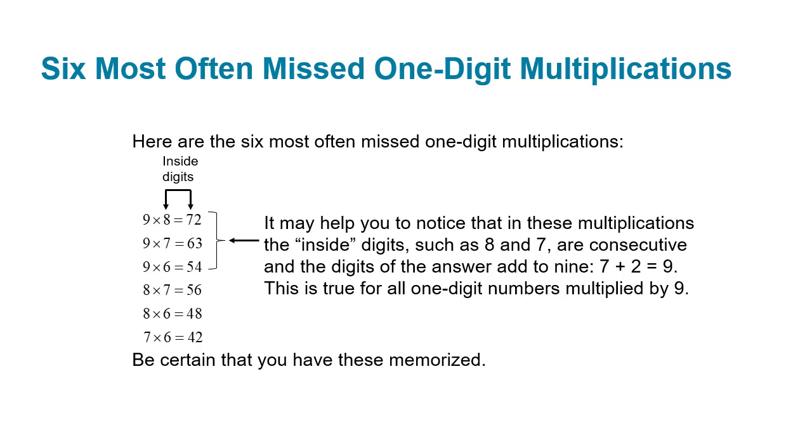6 times 8 is 48. That one kind of rhymes and helps you with that. And then 6 times 7 is 42. There aren't a lot of easy ways to memorize them other than just work with them enough times and they kind of stick.